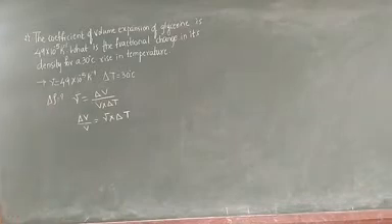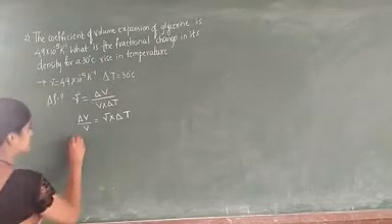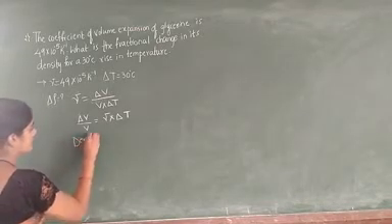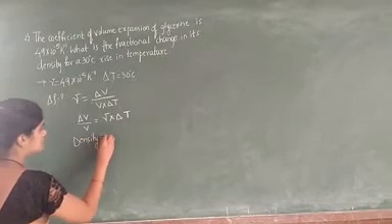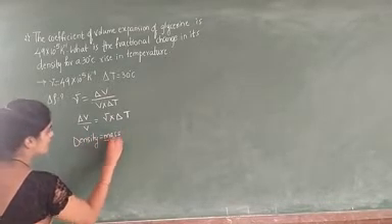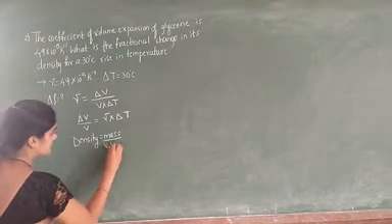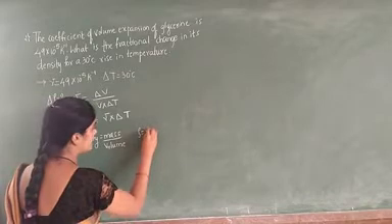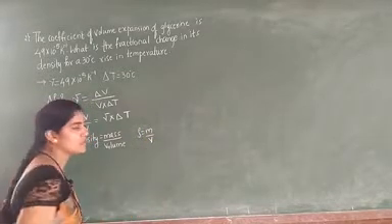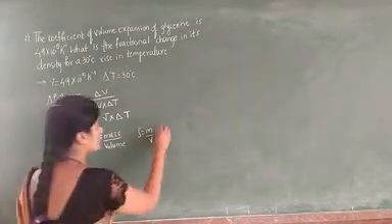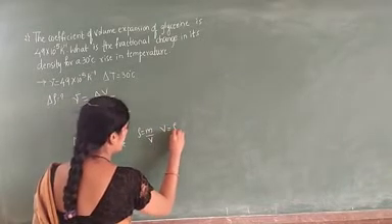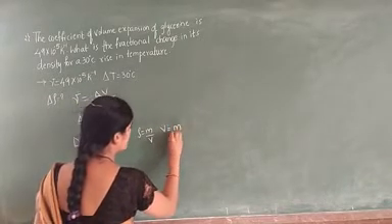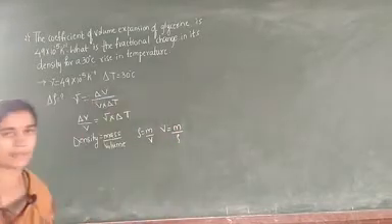Delta V by V is equal to gamma into delta T. Now let us consider the formula for the density. Density is equal to mass by volume. Or this can be also written as rho is equal to m by v. Or v is equal to m by rho.